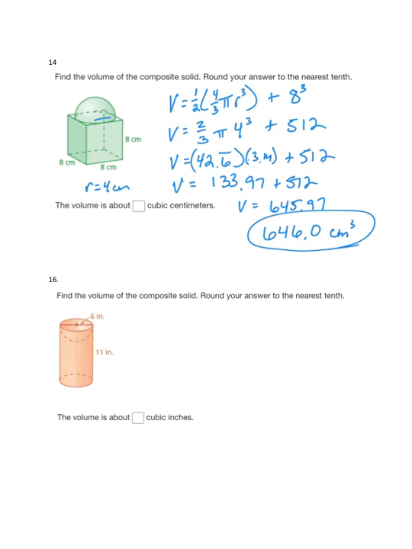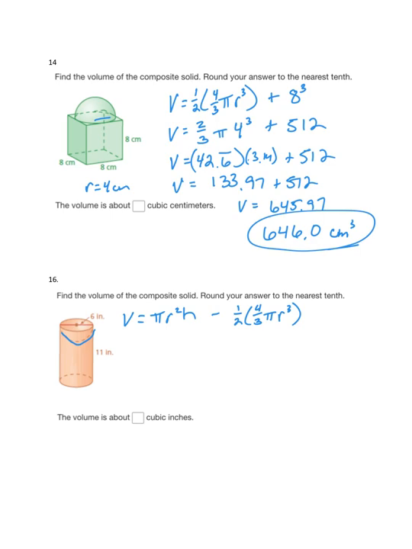All right, on this next one, we have a composite solid. It sort of looks like it's just a cylinder, but when we see this little part right here, that's telling us that we have a cylinder with a hemisphere cut out of the top of it. So our volume will be a cylinder, which is pi r squared h, minus 1/2 of a sphere. So that's 1/2 times 4/3 pi r cubed.